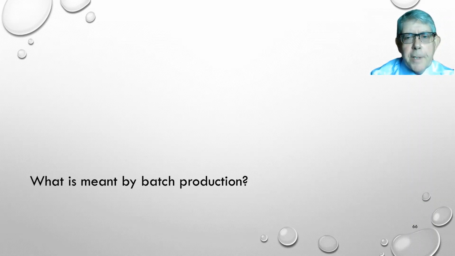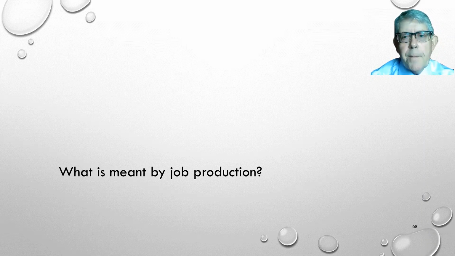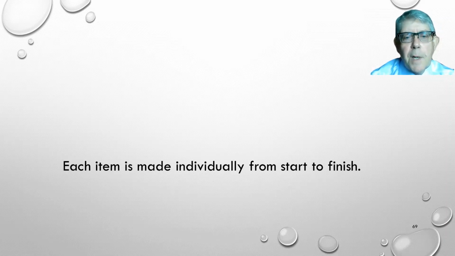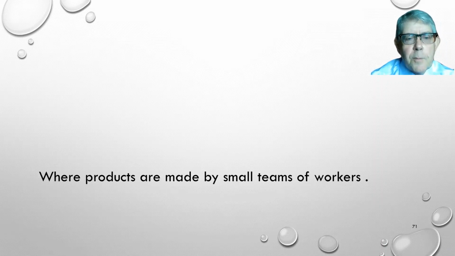What is meant by batch production? Batch production involves making items in groups. They move on to the different stages of production together. What is meant by job production? Each item is made individually from start to finish. What is meant by cell production? Where products are made by small teams of workers.